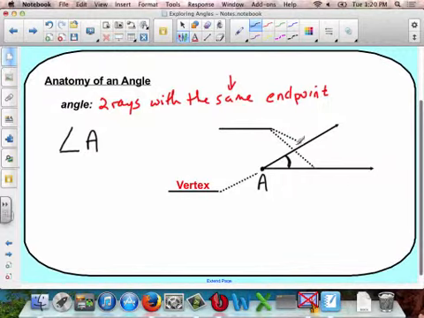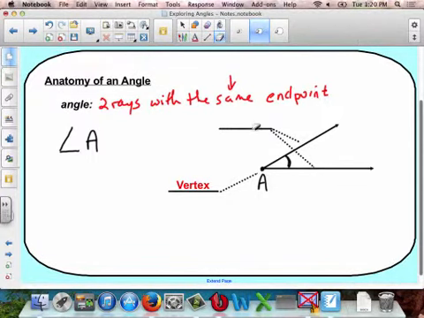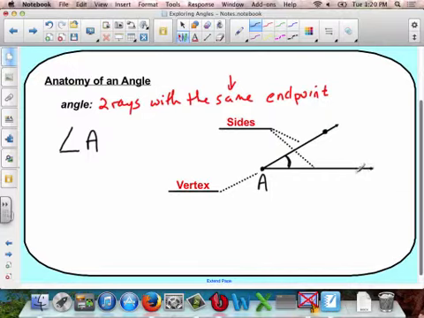Now, the two rays of that angle are referred to as the sides of the angle. And so I might have two other points out here to make the rays. So I would have B and C. So AB is one side of the angle, AC is another side, and point A is the vertex. How do we measure? What's the measurement that we attribute to angles? What are the units? Degrees.